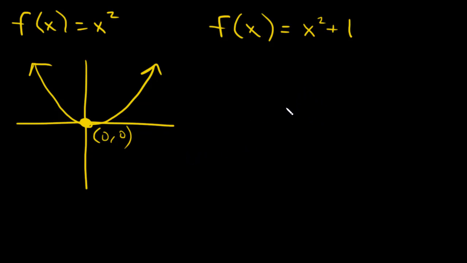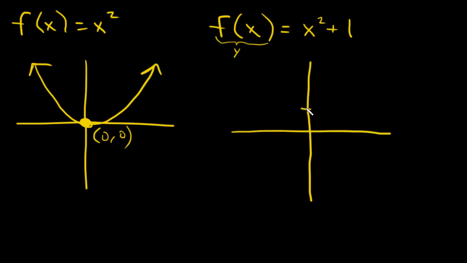Well, what's going on here? If I plug a value in for my x, I'm going to add 1 to it, and that's what the y value gets. Okay, because again, this f of x is basically y right here. So if I have x squared plus 1, I'm actually going to have exactly the same graph, except it is going to be shifted up by 1. So now this lowest point, assuming I can draw, is located at 0, 1.